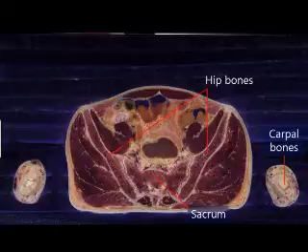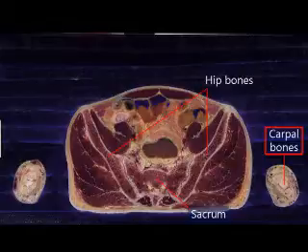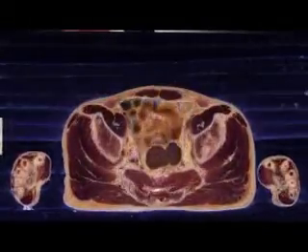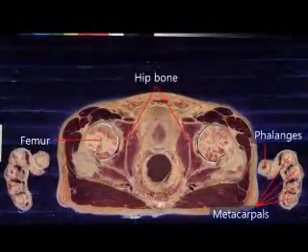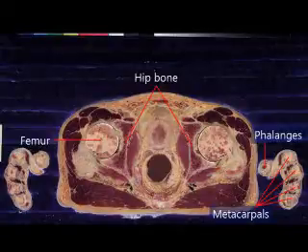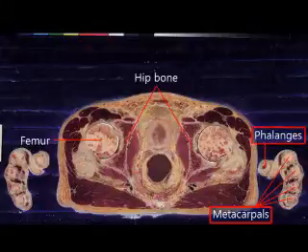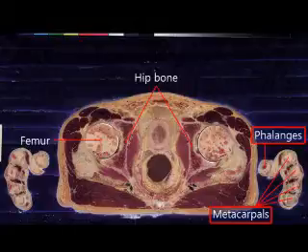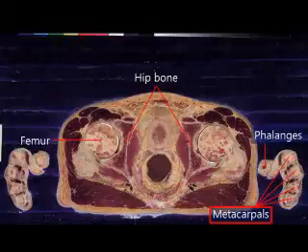The ulna and radius meet the carpal bones at the wrist joint. The carpal bones continue to the metacarpal bones and to the phalanges. Of course, the phalanges are located at every finger, and there are a total of 5 metacarpal bones. With the exception of the bone that goes to the thumb, 4 of them are shown here.